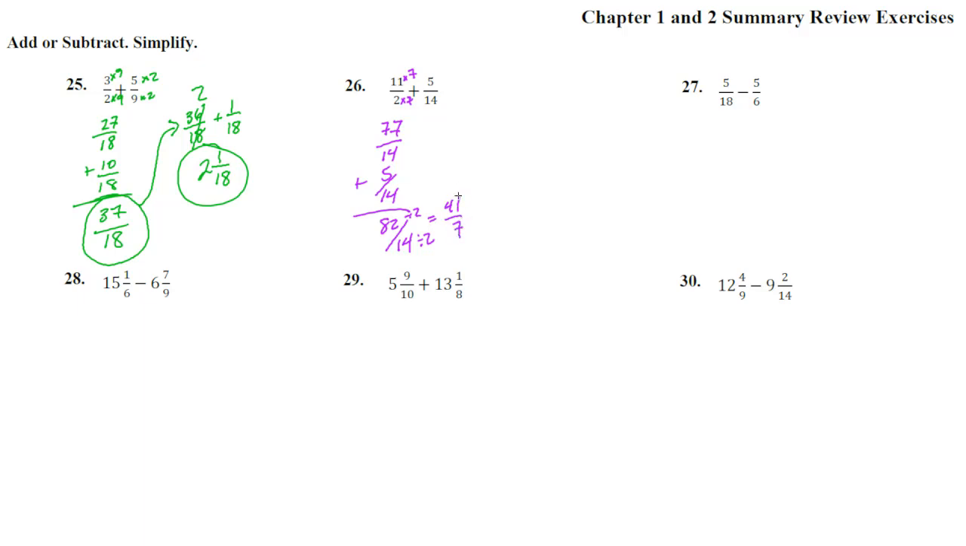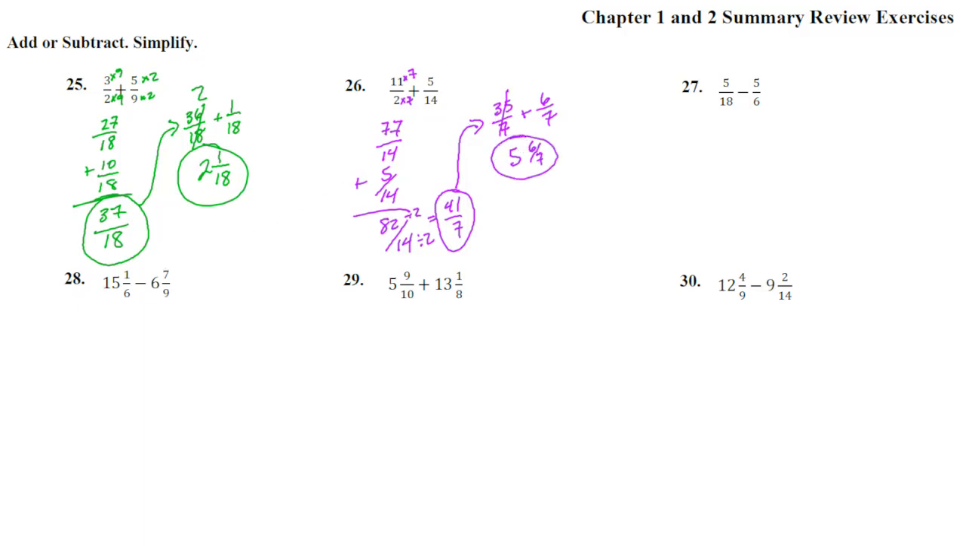Now, when we get 41 sevenths, we could leave it as an improper fraction or maybe change it into a mixed number. Let me see. 7 goes into 41, not quite 6 times. So 5 times 7, so 35 sevenths. That'll come out very nice. And then we have how many left over? 6 sevenths. That's right. So that's 5 and 6 sevenths.